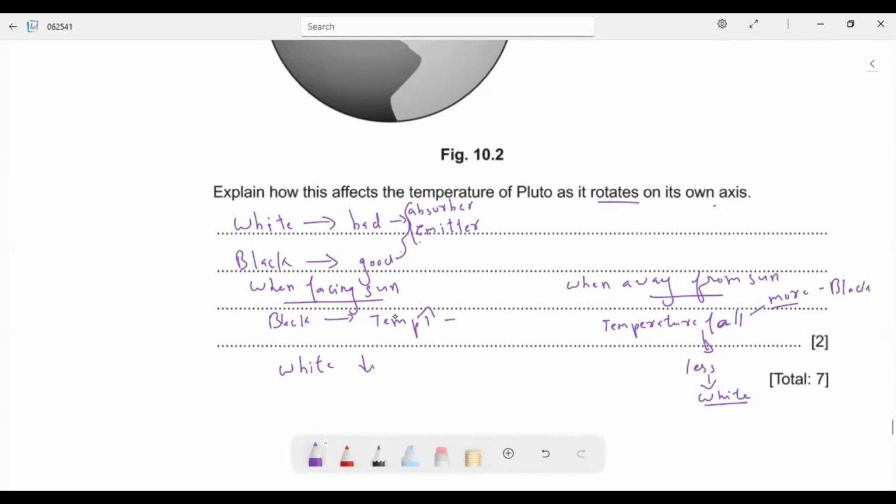In the case of white, just the reverse will happen. It is a bad absorber and bad emitter. So while facing the Sun, the temperature rise will be less. While facing away from the Sun, the temperature fall will be less. There will be less variation in the case of white surface.